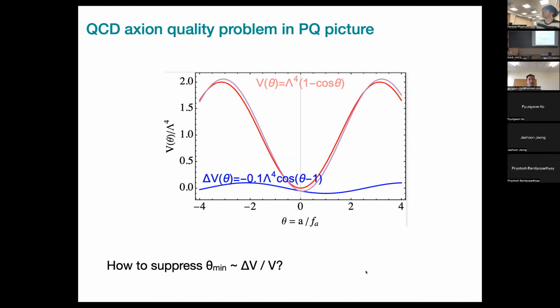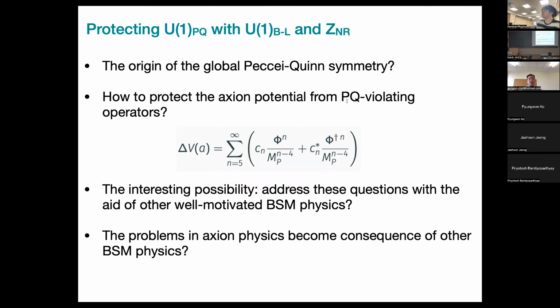Okay, if you don't have any question, then let me move on to the discussion for the first perspective to the problem based on the Peccei-Quinn picture. So in this perspective, let me ask two questions. The first question is, what's the origin of the global Peccei-Quinn symmetry?